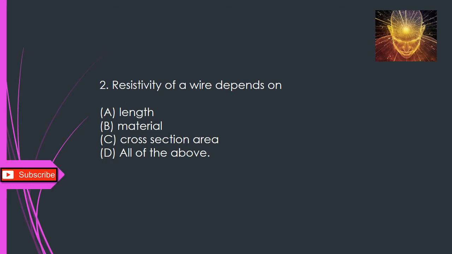Resistivity of a wire depends on: A. Length. B. Material. C. Cross-section area. D. All of the above. Correct option is B. Resistivity of a wire depends on material.